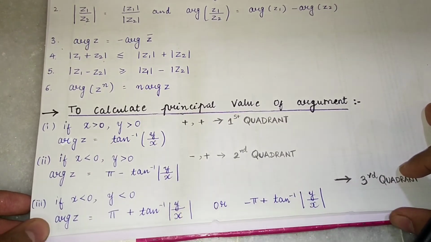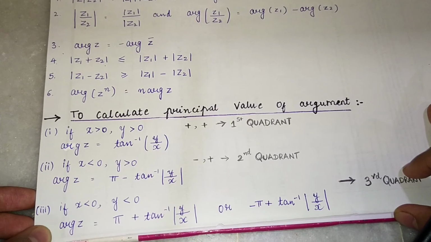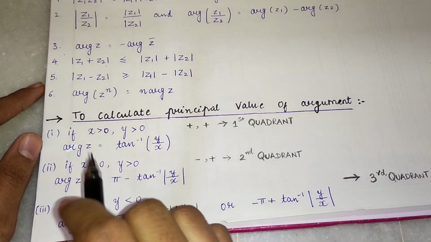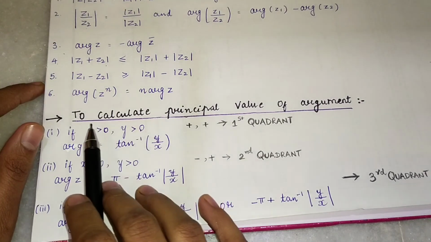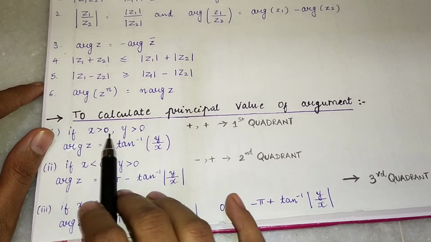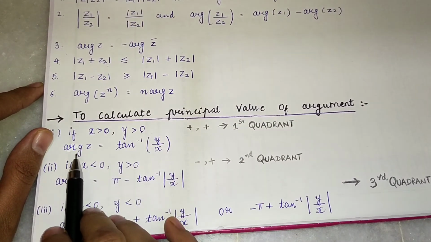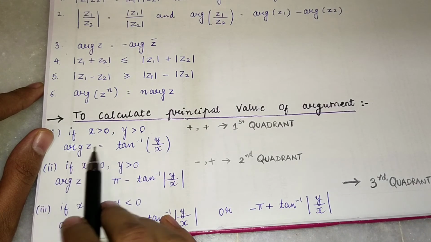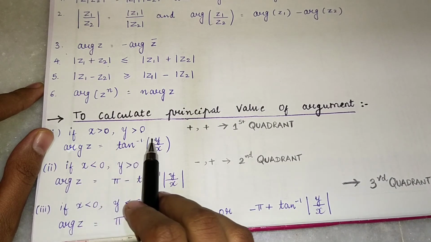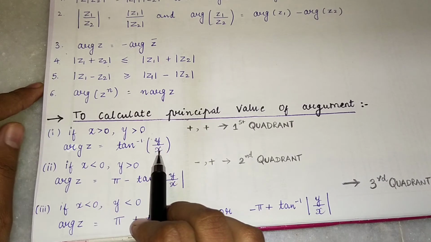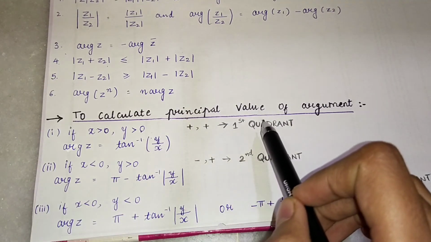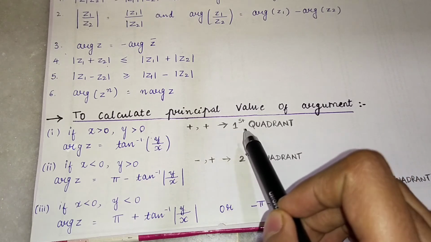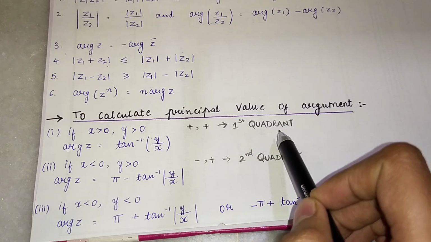For that, there are different conditions. Whenever x is greater than 0 and y is greater than 0, that is, whenever x and y both are positive, then you always have to write arg of z is equivalent to tan inverse of y divided by x. And here, as both are positive, its value will lie in the first quadrant.